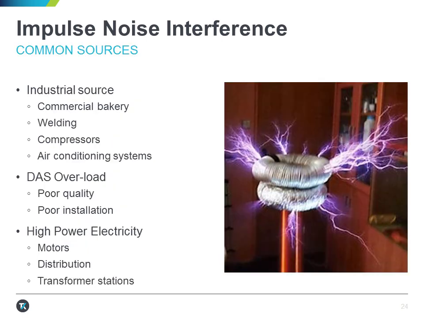Common sources of impulse noise can be found in the industrial space: commercial bakeries, welding, compressors, even large power supplies for neon signs. Impulse noise can actually be the result of data, meaning we could have a distributed antenna system that goes into some form of compression and becomes a noise generator. Another common source of impulse noise is high power electricity transmission systems, motors, power distribution, even transformer stations.